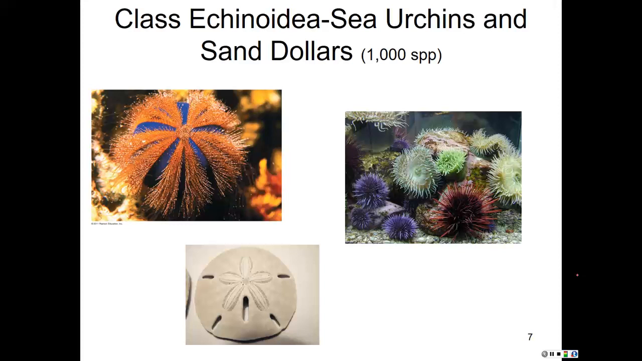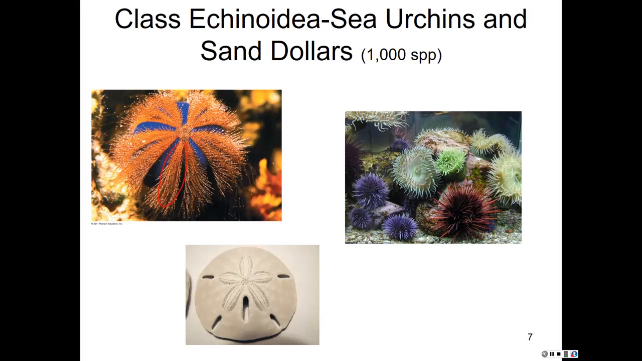Alright, so the class Echinoidea are the sea urchins and the sand dollars. So these guys don't have any arms, as you might have noticed. They do have 5 rows of tube feet for movement. And many of them have long spines, like this organism here.